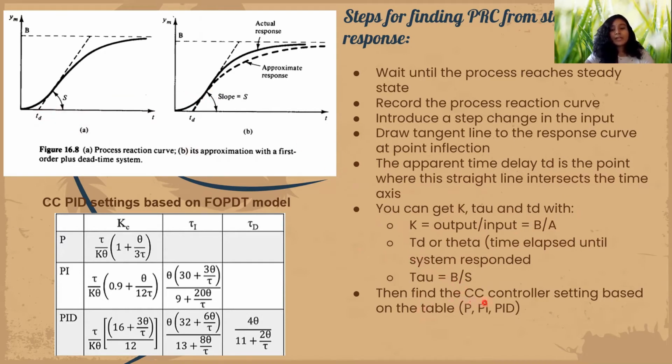Then we find the Cohen-Coon controller setting based on the table beside this with the P, PI, and PID. With the use of first order plus dead time model, we can get for P the Kc equals to this equation. And with the use of PI, we can get for Kc and tau I. And at the PID, we can get the Kc, tau I, and tau D.